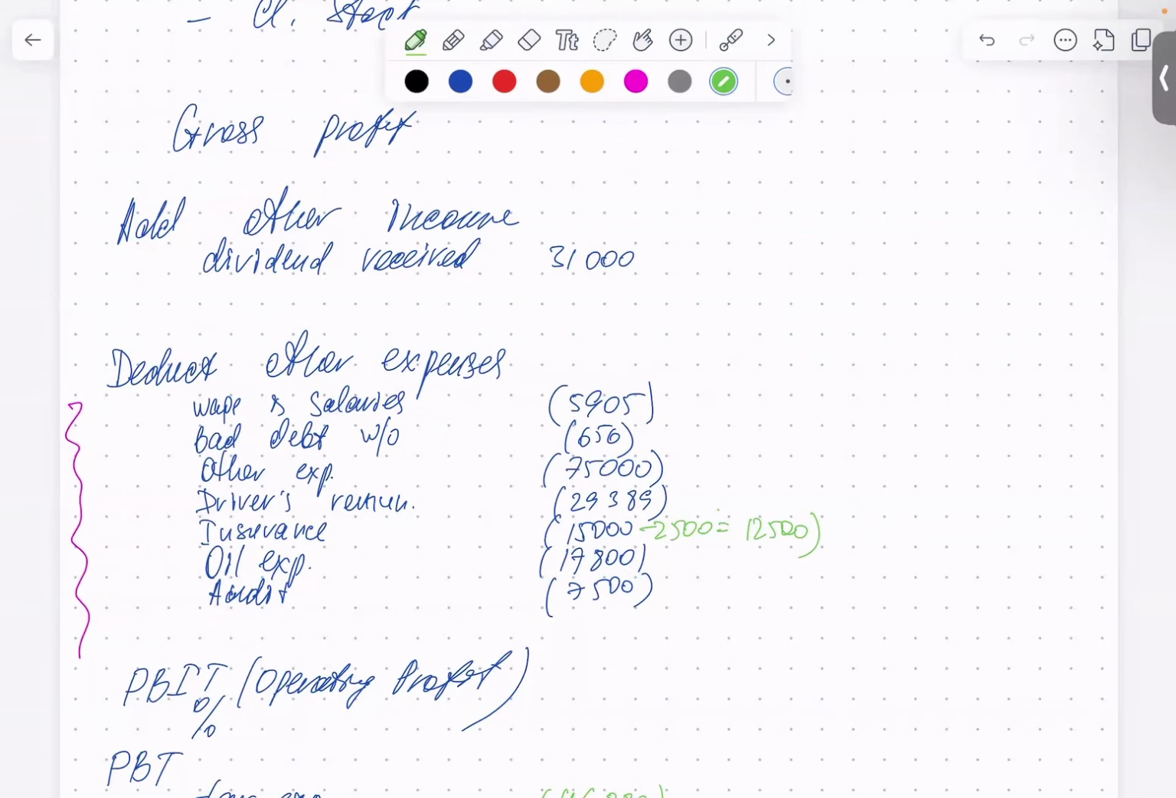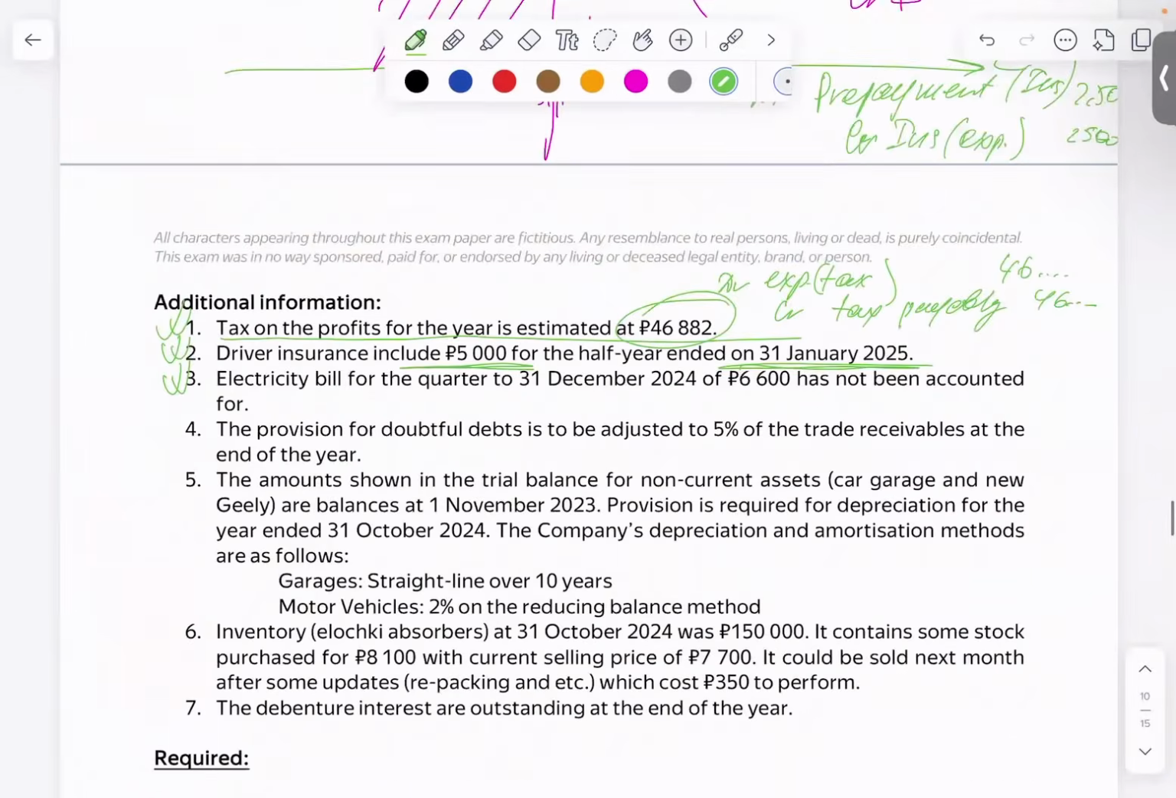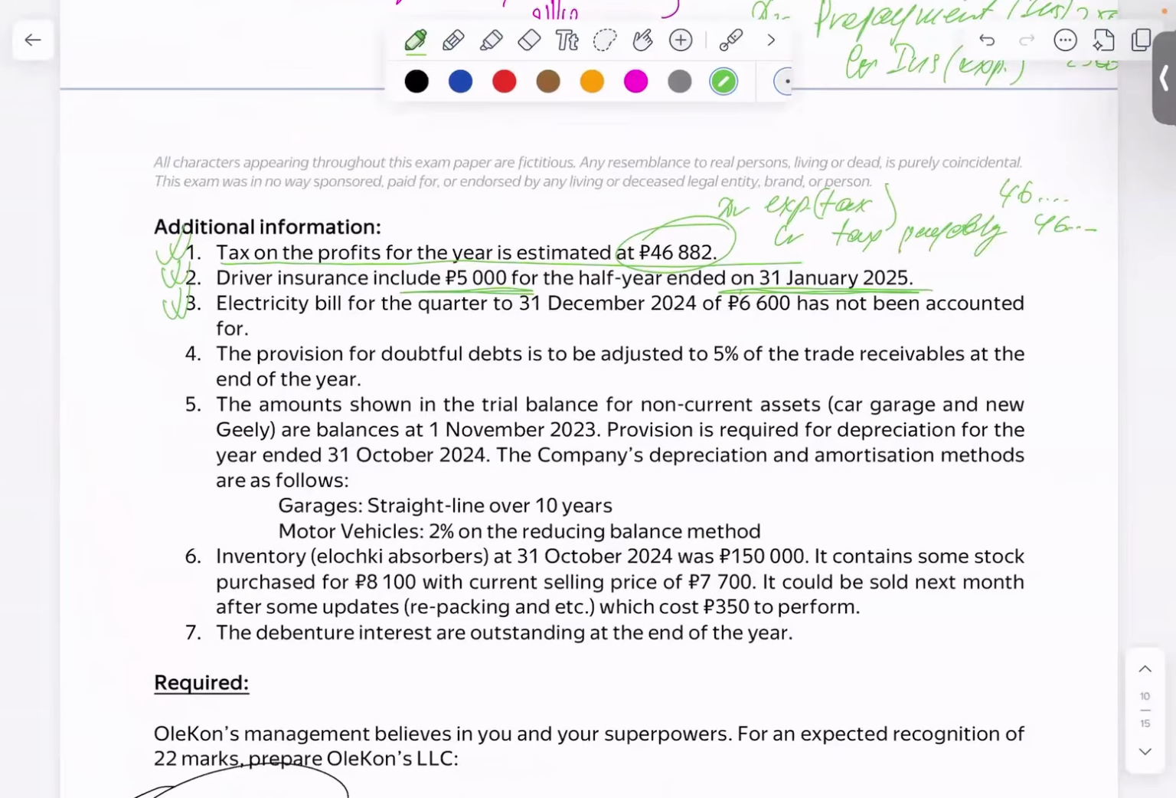This amount should appear as insurance expense in the profit and loss statement at the end of the year. So we have finished with this point. Let's consider the next one. Electricity bill for the quarter to 31st December hasn't been accounted for.